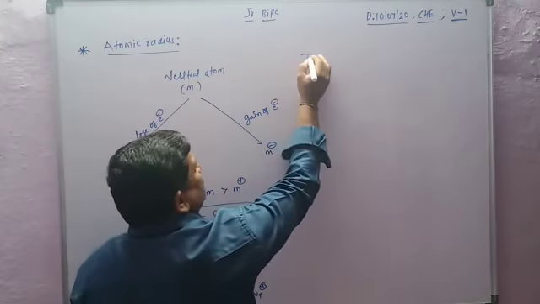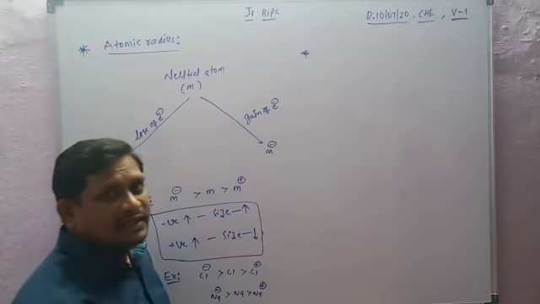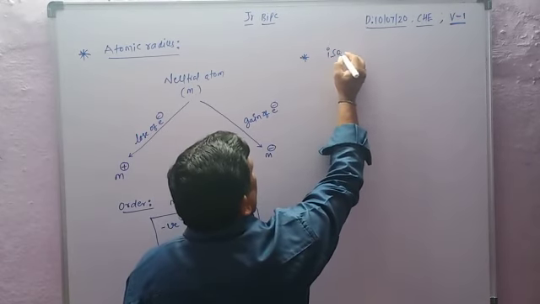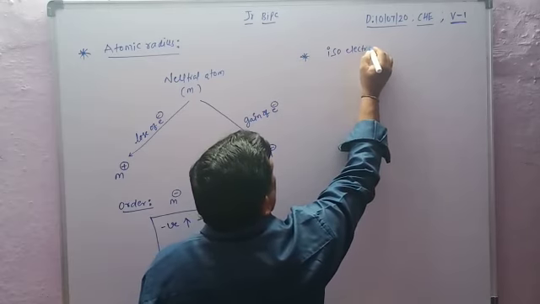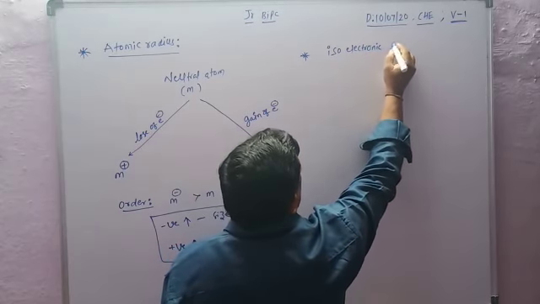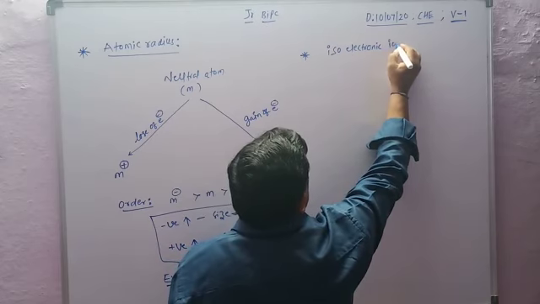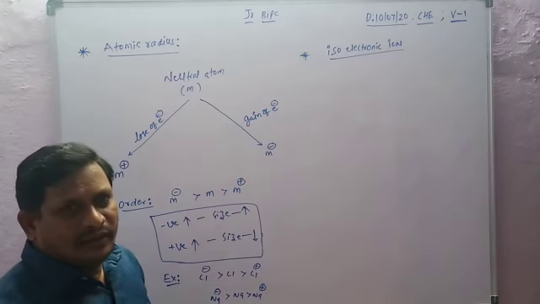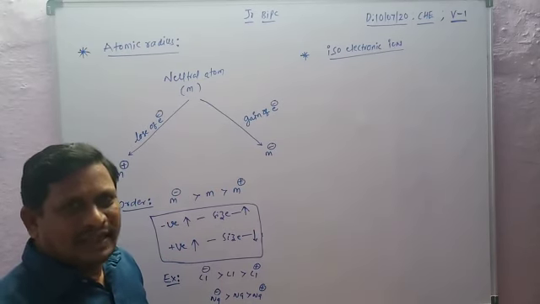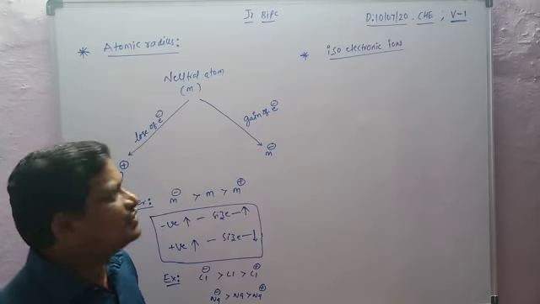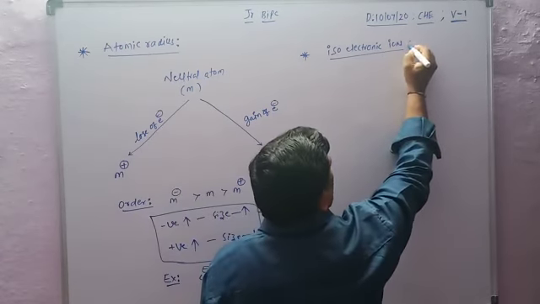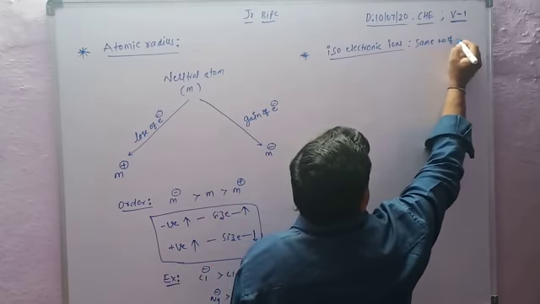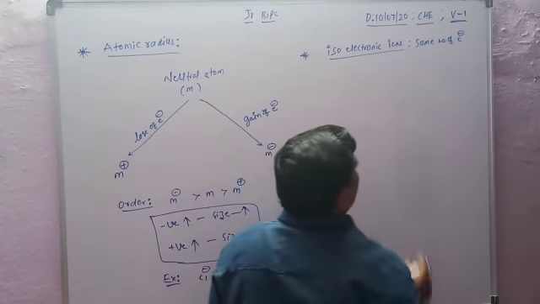Now next is the radius or size of isoelectronic species. What are isoelectronic ions? The ions or species having the same number of electrons are called isoelectronic species.